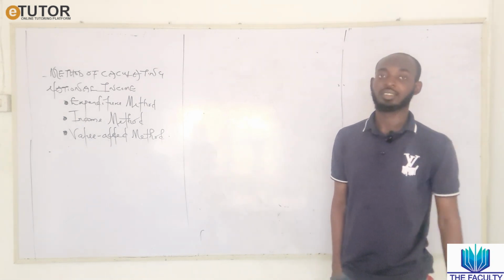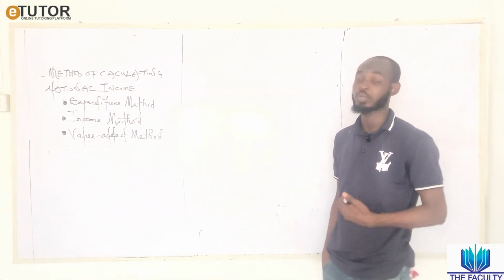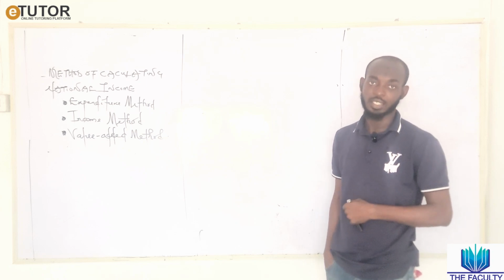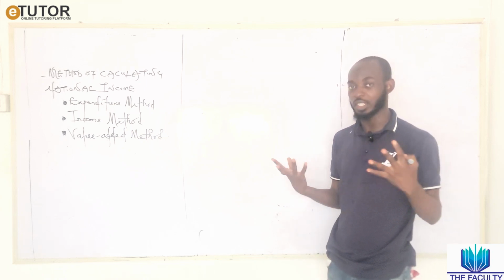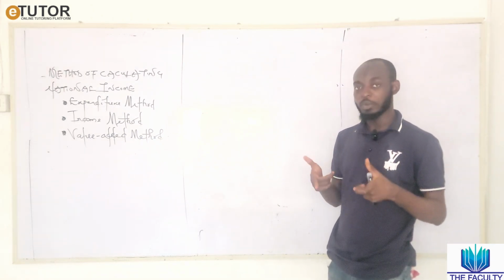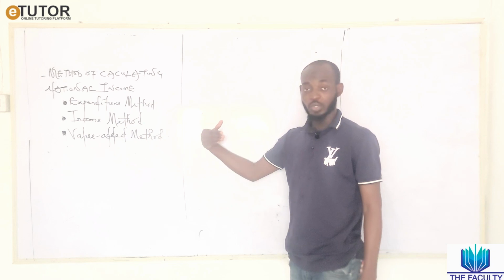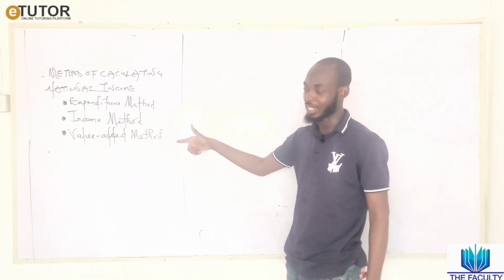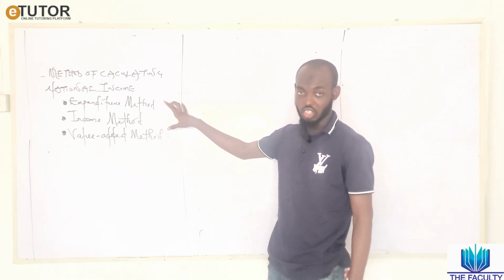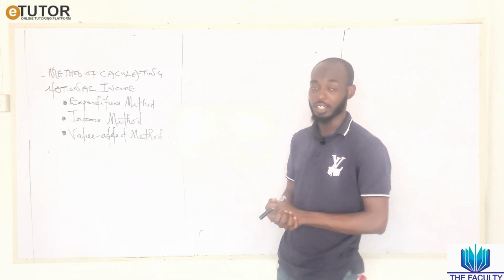Good afternoon, class. Today we'll be talking about the measures and also the method of calculating national income, as we explained to ourselves in the previous class. In the previous class, we explained the methods of calculating national income: the expenditure method, the income method, and also the value added method.